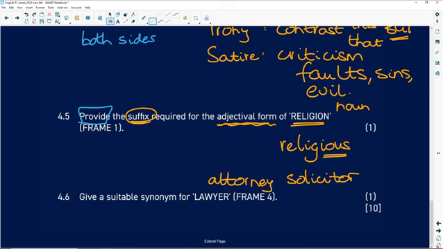So in the visual literacy questions, they also can ask language questions.